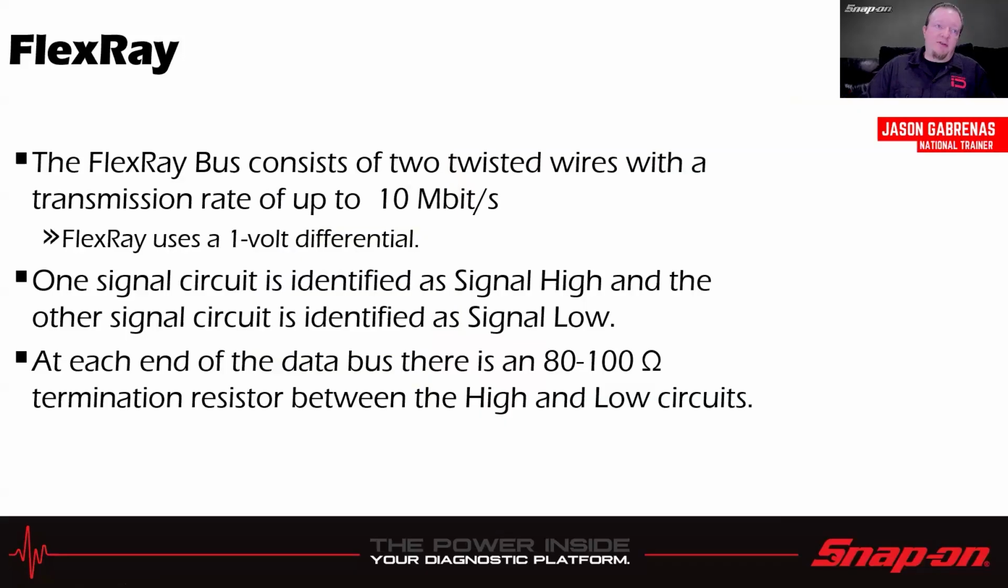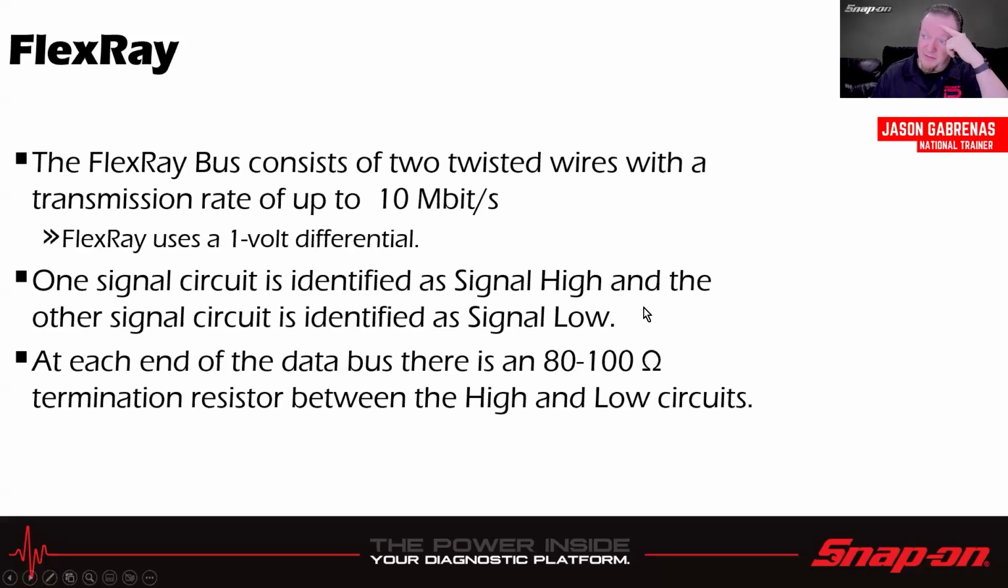Then we have FlexRay. FlexRay is used on a lot of European vehicles. I know BMW for sure uses it a lot. Mercedes uses it a fair amount as well. It is similar to CAN, but it's not CAN. It consists of 2 twisted wires, similar to CAN, with a transmission rate of up to 10 megabits per second, so considerably faster than CAN. FlexRay uses a 1 volt differential. We're getting down in voltage differences because of the speed of how quickly they have to switch on and off from 1 to 0. So it doesn't have a lot of time to move up and down.